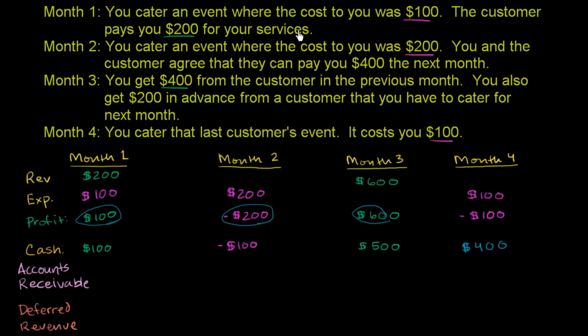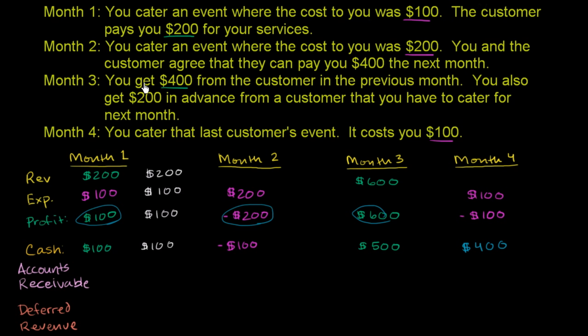So in month one, you cater an event where the cost to you was $100. The customer pays you $200 for your services. And what I'll do is the accrual accounting right here. So this is the cash income statement. Let's do the accrual accounting income statement. So you actually provided the service of catering. You got $200 for your services, so I'll put $200 in for revenue. And the expenses associated with that service that you provided in month one is $100. And so your profit is $100. So at least for month one, the cash basis and the accrual basis of accounting look exactly the same. And once again, you have $100 in cash.